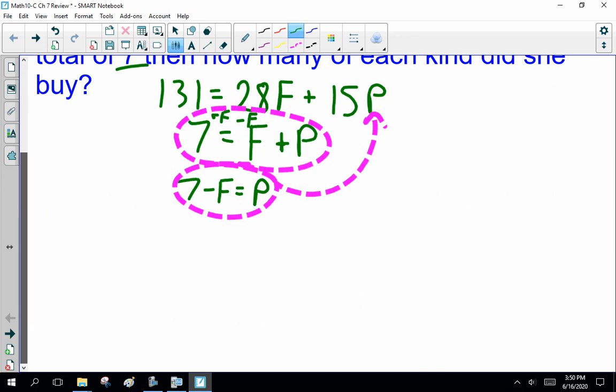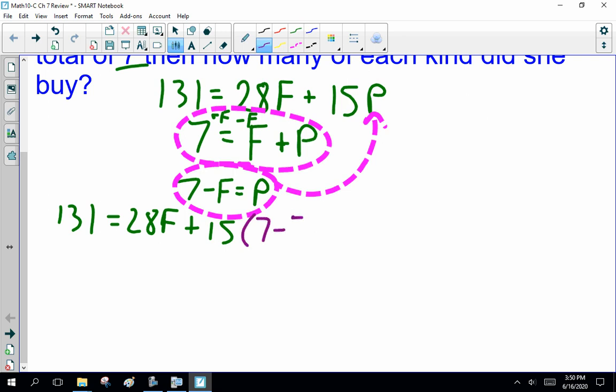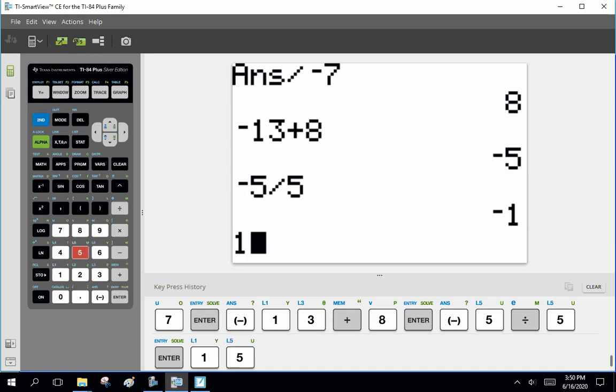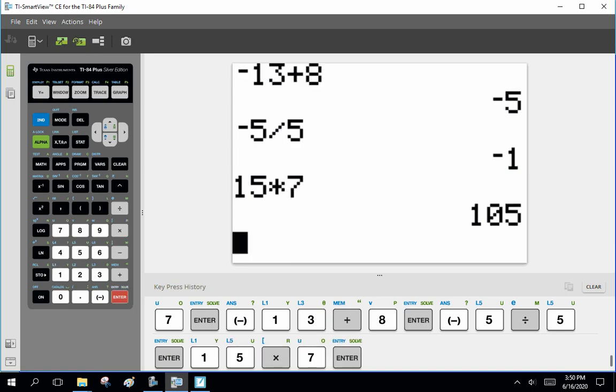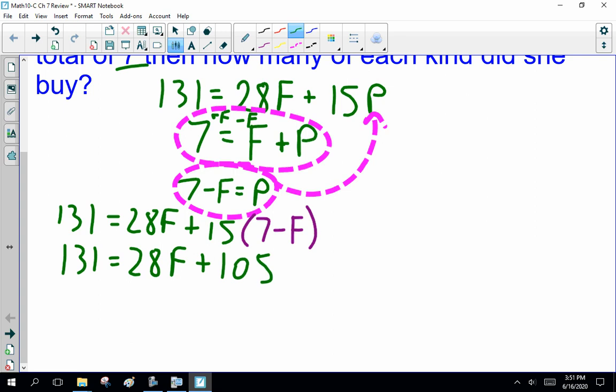So this is 131 equals 28f plus 15, and instead of p, I write in 7 minus f. Now what's 15 times 7? 105. 15 times minus f is minus 15f. Now, I want to get everything on the same side, so how do I get rid of 105? Well, I subtract 105 from both sides.